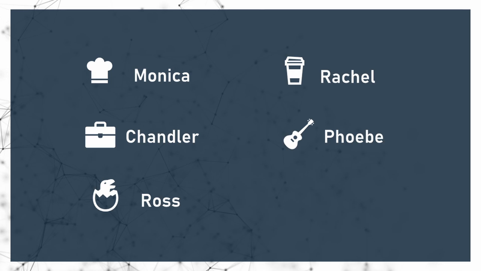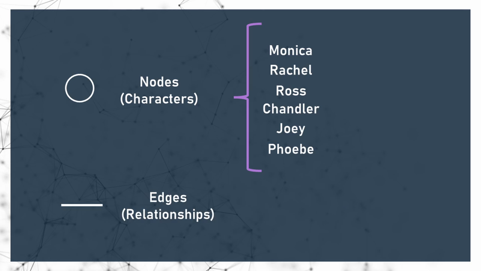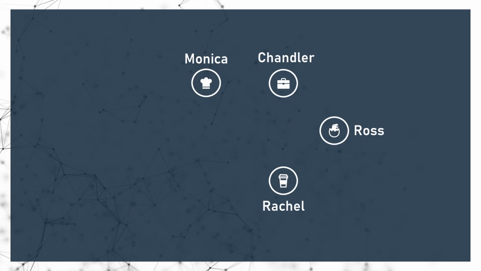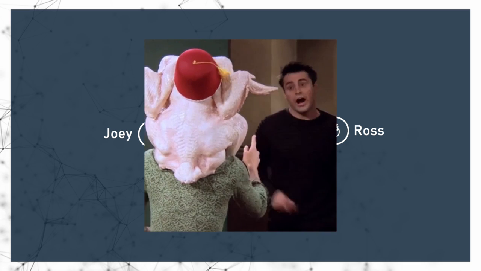In the show, there are six main characters: Monica, Chandler, Ross, Rachel, Phoebe, and Joey. Let's draw their friendship in a graph. The nodes represent the characters, and the edges the relationship. I'll start with Monica. She's Ross' sister and Rachel's best friend. She has a romantic relationship with Chandler, shared her apartment with Phoebe, and is friends with Joey.